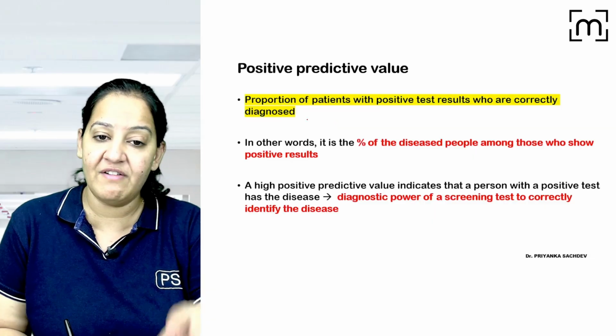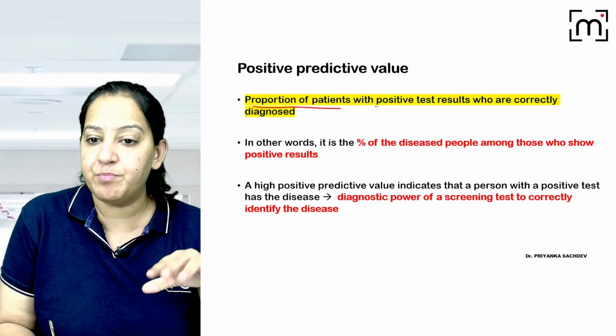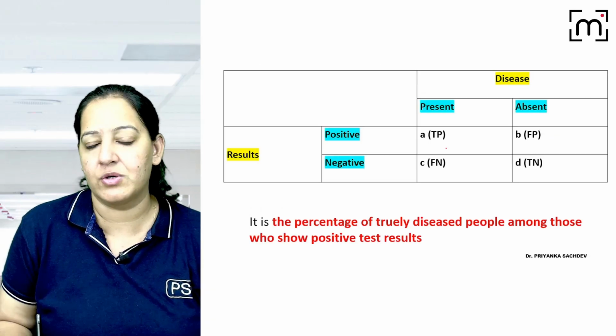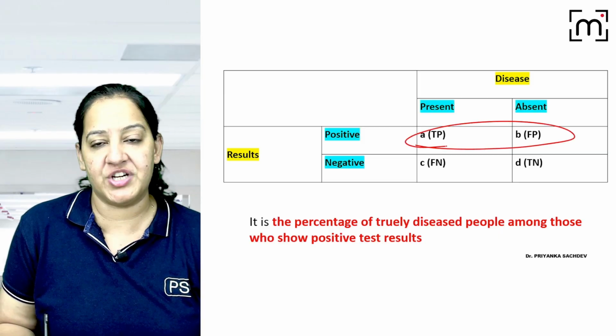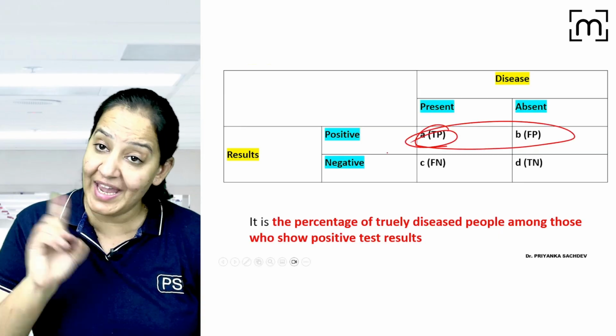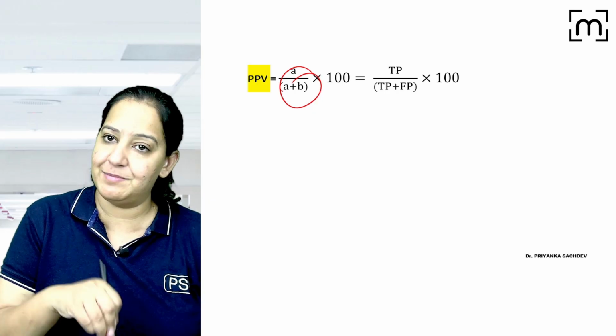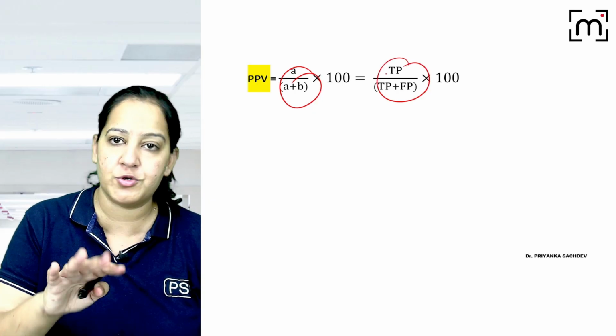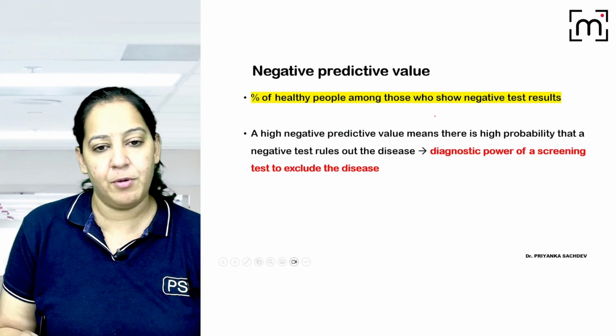So what is positive predictive value? It is the proportion of the patient with positive test who are correctly diagnosed. So among all the positive patients who actually have the disease. So A upon A plus B into 100. That is true positive upon true positive plus false positive. That is positive predictive value.